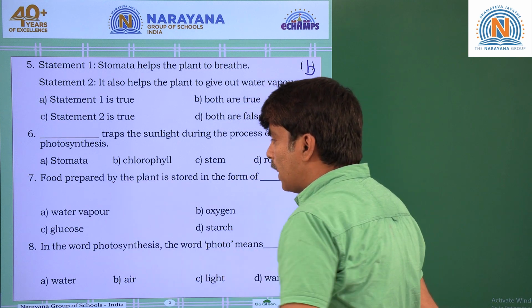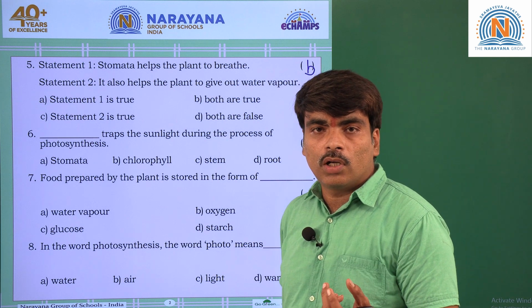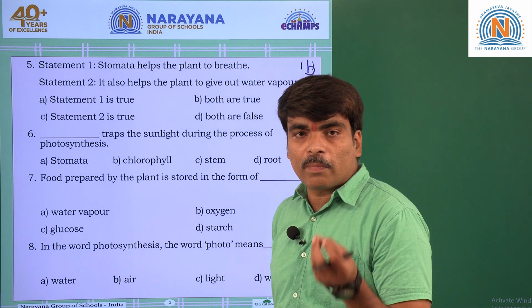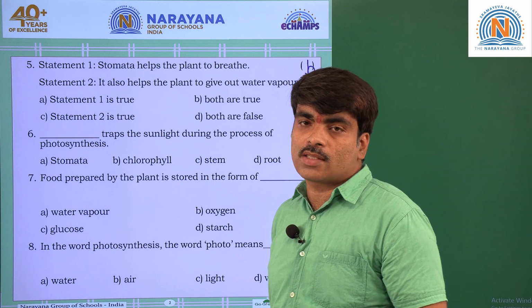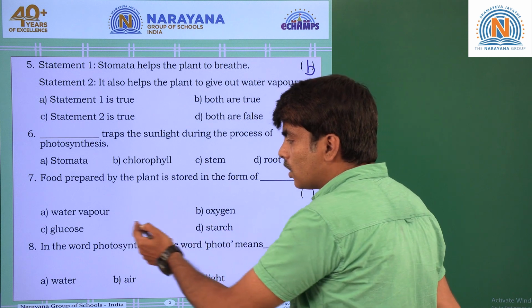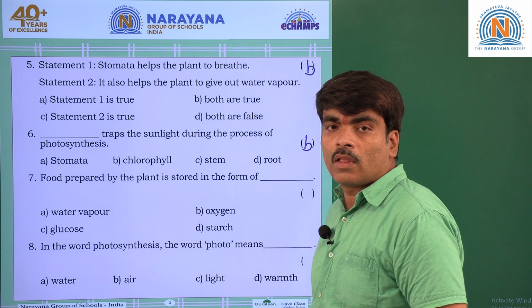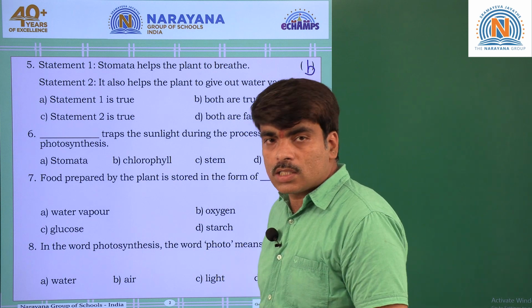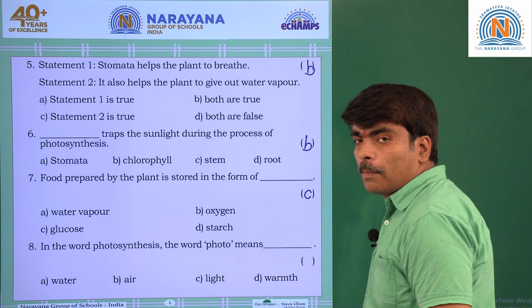Now, seventh question. Food prepared by the plant is stored in the form of. We know that the plant prepares the food, which is called glucose. Where and how is it stored? We see the options. Option A, water vapor. Option B, oxygen. Option C, glucose. Option D, starch. So our option is starch. Starch is the food stored in the different parts of the plant.